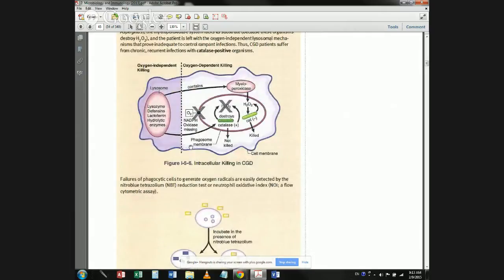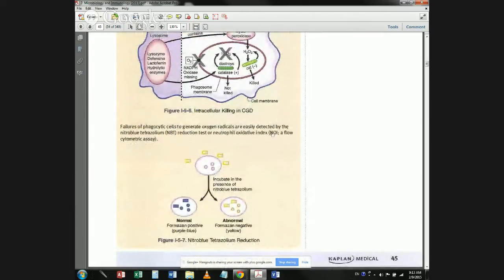Pretty bad. Okay. So failures of phagocytic cells to generate oxygen radicals are easily detected by the nitroblue tetrazolium reduction test or the neutrophil oxidative index, NOI, a flow cytometric assay. What we do basically is take the patient's blood with enough phagocytes in it, and put them in nitroblue tetrazolium, and see if they are able to break down oxygen. So I'm thinking nitroblue tetrazolium has H2O2 in it or oxygen in it.